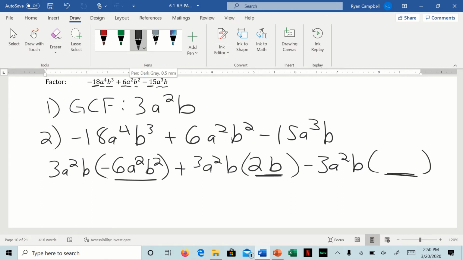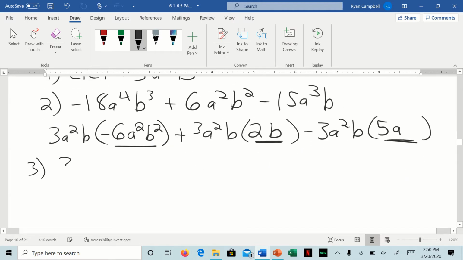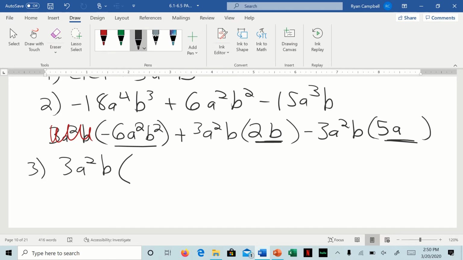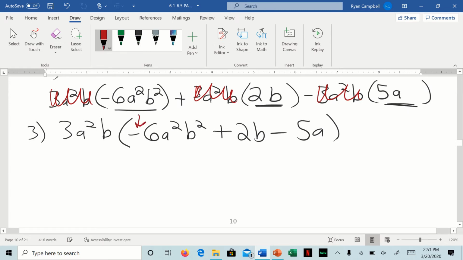So what times negative 3 gets you negative 15? That's positive 5, right? What times a squared gets you a cubed? That's just a. And then what times b is b? Just 1, so we don't have to write that one. All right, step 3, we take out the greatest common factor. What are we left with? If we take out the greatest common factor of the first one, we get negative 6a squared b squared plus 2b minus 5a. However, remember, we said that we want to make sure to take out that negative.